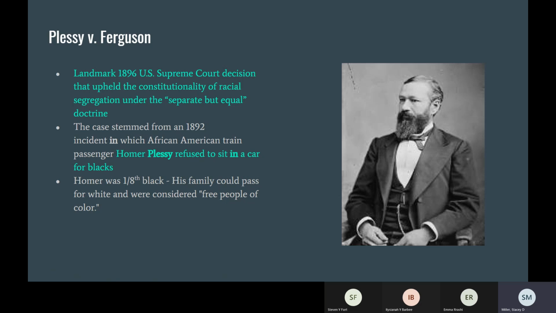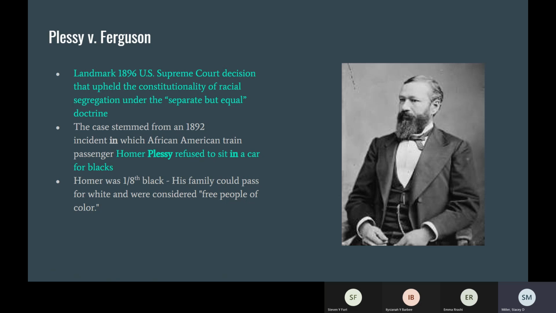So when we say upheld, that means that it is confirming. It is basically saying that separate but equal is fine, right? It says that segregation is allowed as long as things are separate but equal. However, as you know, separate but equal is inherently unequal.